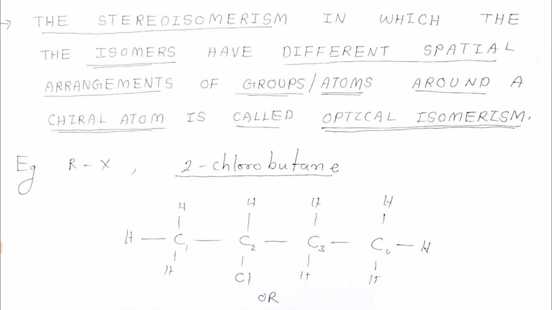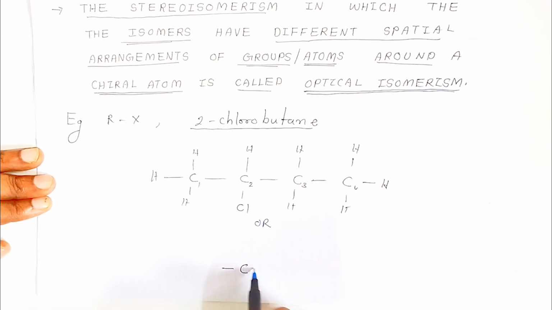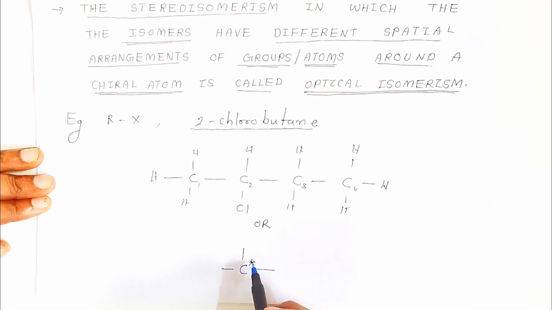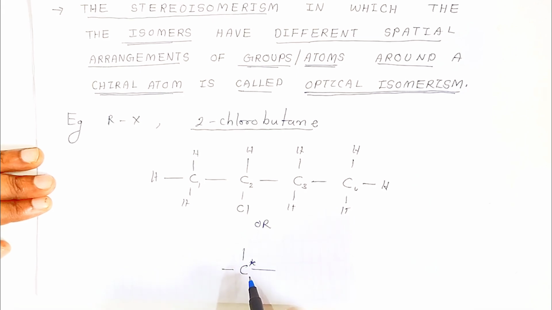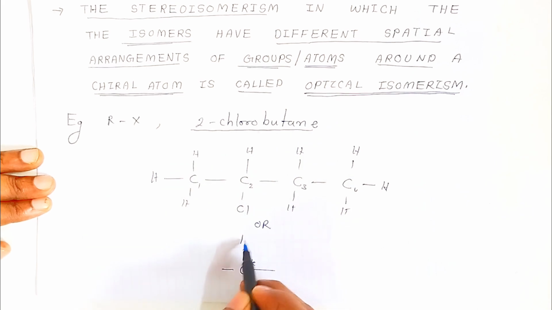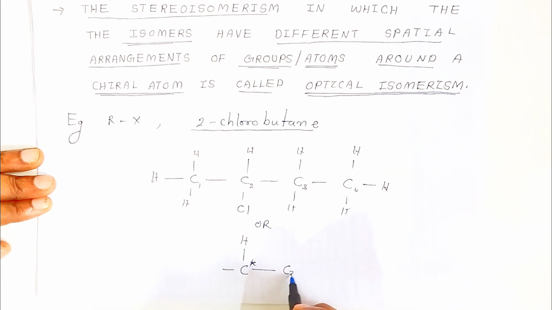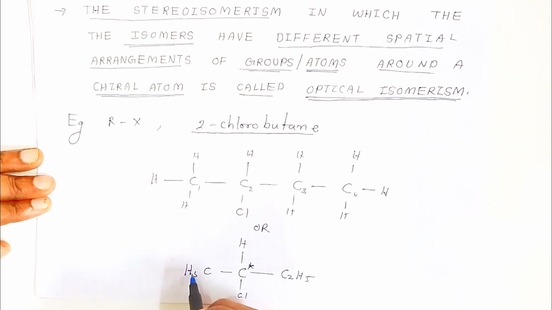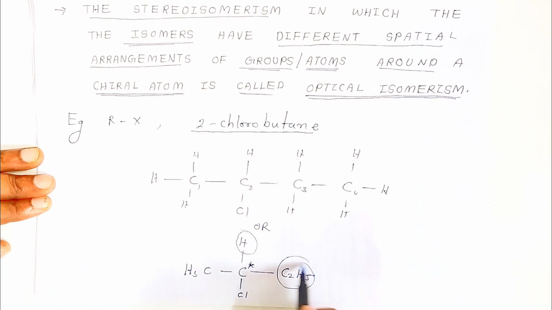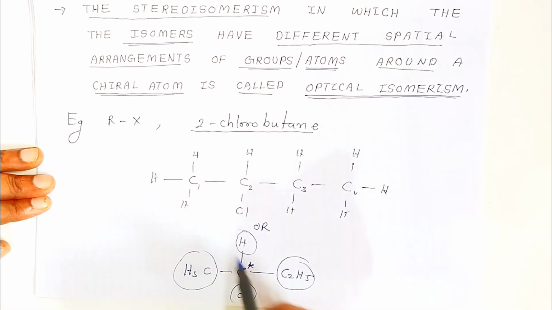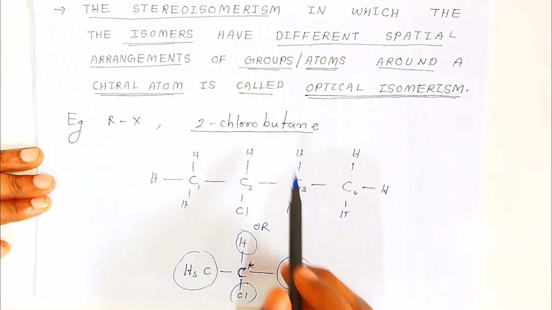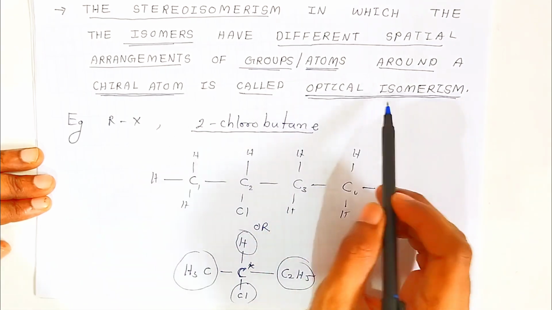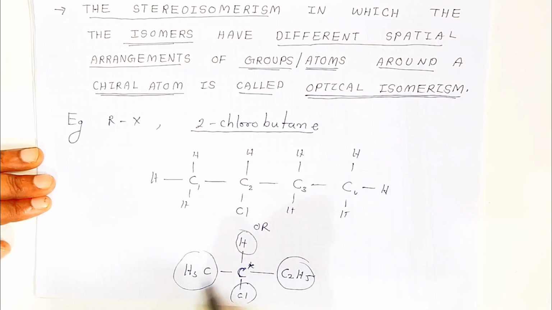You can also represent this like this. This carbon is the chiral carbon atom. You can put the asterisk on this carbon. Why, students? Because it contains hydrogen, and you can also write C2H5, and this is chlorine, and here it is CH3. So this carbon has different groups: hydrogen, ethyl, chloride, and methyl. If a molecule has a chiral carbon atom, that alkyl halide is a chiral molecule. So 2-chlorobutane will possess optical isomerism because it has different groups: hydrogen, ethyl, chloride and methyl group.